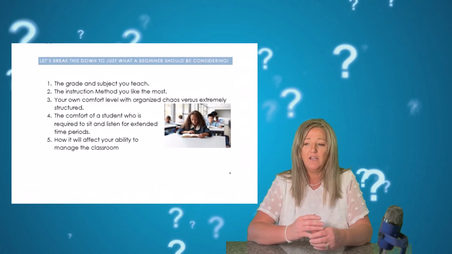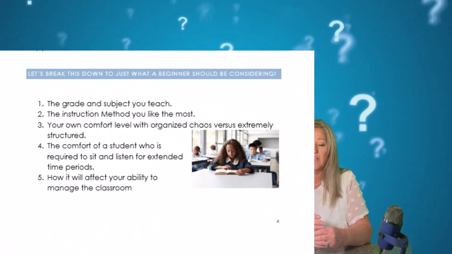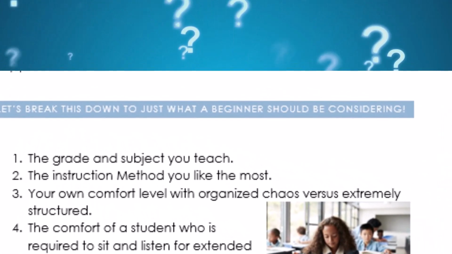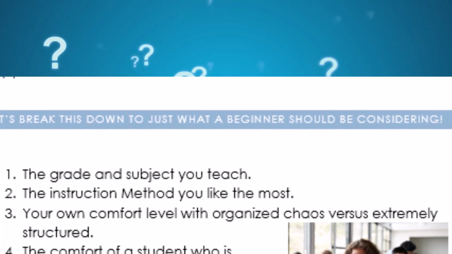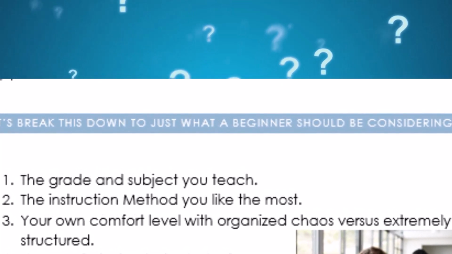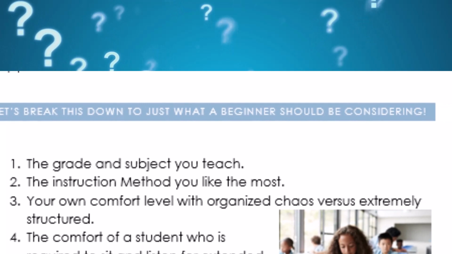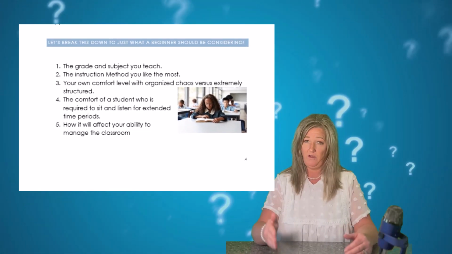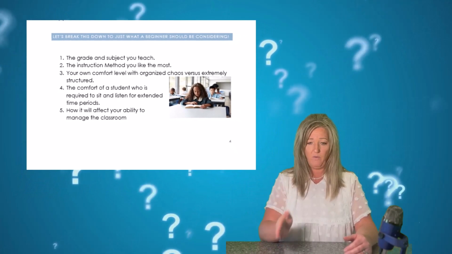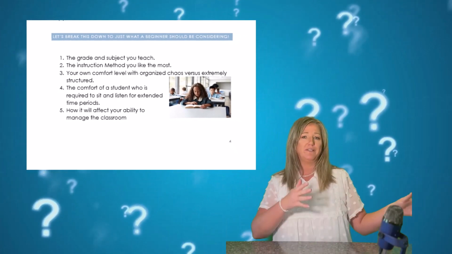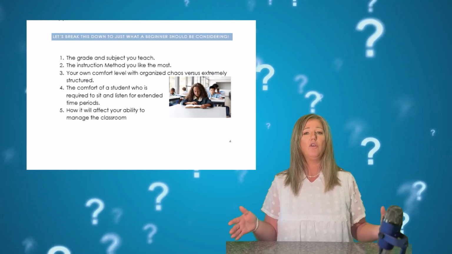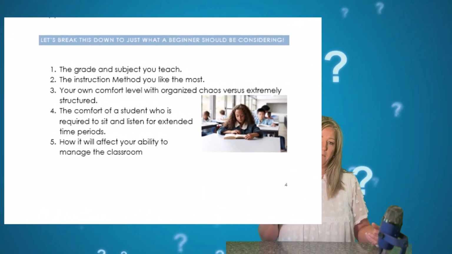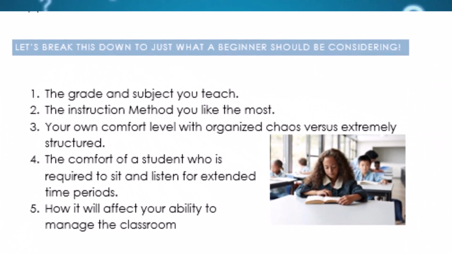What is your comfort level with organized chaos versus extremely structured? Some people can take a fair amount of noise and a fair amount of organized chaos because they've got it organized and they know exactly what's happening. But some people can't. Some people just want it very organized. They don't want that. So if you're talking about groups and centers and choice seating and all those things, you might be a person who doesn't mind a little organized chaos.